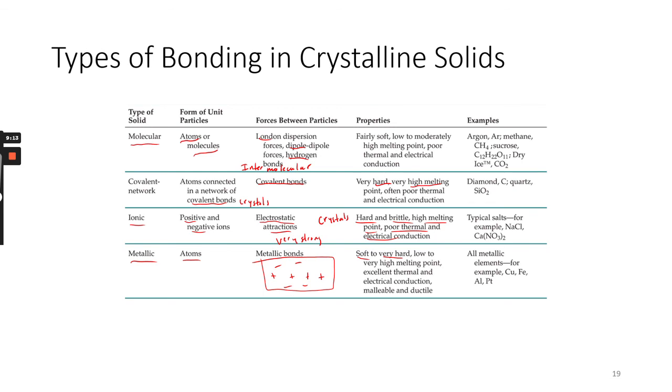You could have low to very high melting points. They kind of do the whole range here. Excellent thermal and electrical conductivity. They are malleable and ductile. All metal elements form this. They just gave us a couple here: copper, iron, aluminum, and platinum. Well, that is the end of part 2.